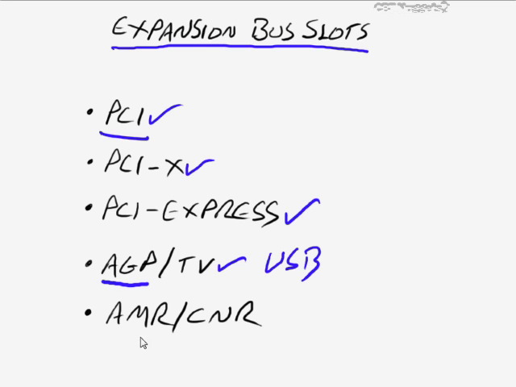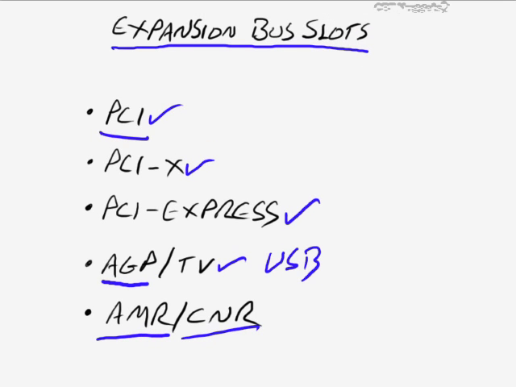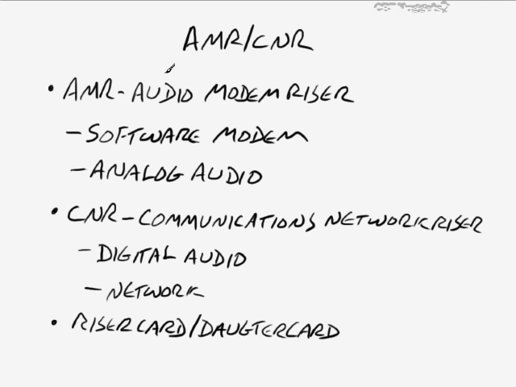And then we have a couple of other kinds of older slots. That would be an AMR, or audio modem riser, and a communications network riser. Let's go ahead and address those here as well, where I've got a whiteboard just for those items. These, again, are kind of antiquated. I'm surprised that these are on the existing exam, but nevertheless, it's one of the exam objectives.